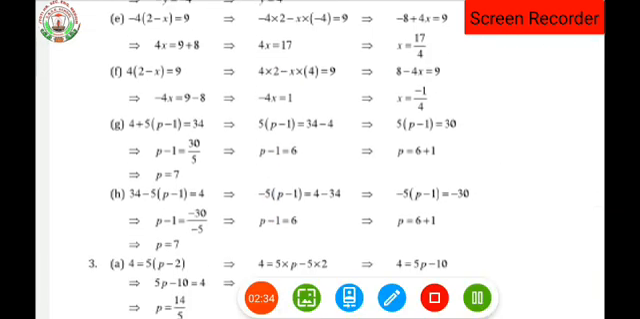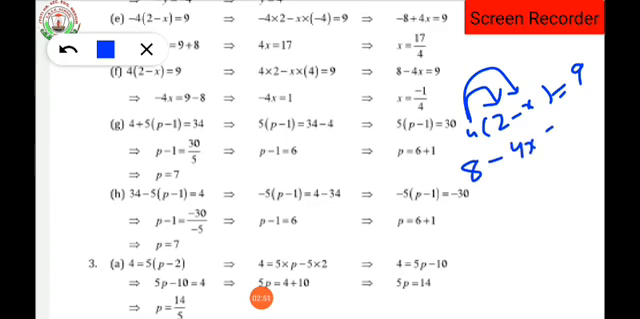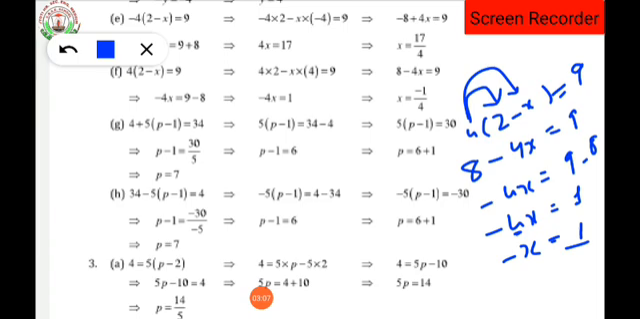Next, the F part of the question. What do we have? 4 into (2 minus x) equals 9. Multiplying 4 inside the bracket, 4 into 2 is 8. Plus and minus will be minus, 4 into x is 4x, equals 9. Clear? Now minus 4x equals 9 minus 8, which becomes minus 4x equals 1. Understood up to here? Then minus x equals, this 4 comes in the denominator of 1, so it becomes 1 upon 4. So x equals minus 1 by 4 is the required answer.